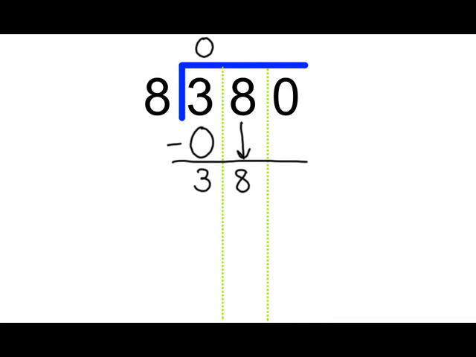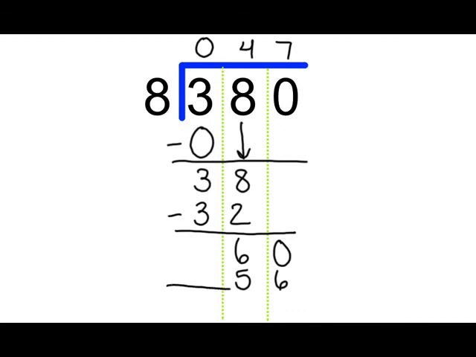8 times what gives me close to 38? Well, 8 times 5 is 40, which is too much. So it's 8 times 4. 4 times 8 is 32. I draw a line. I subtract. I get 6 and 0. Well, 8 times 6 is 48. 8 times 7 is 56. 8 times 8 is 64. And 64 is too big, so we're going to have to use 7. 8 times 7 is 56.